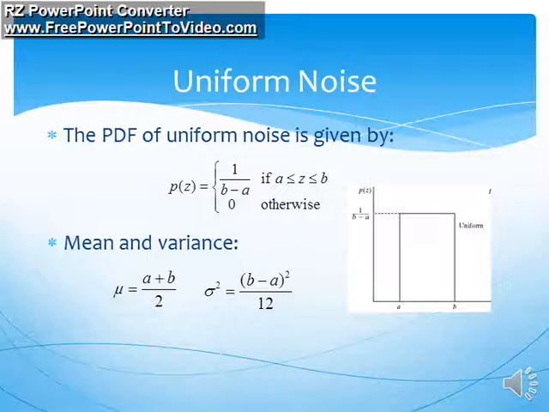Now if we see the probability density function of uniform noise, it is given by p(z) equals 1 by (b minus a), if the value of z lies between a and b, that means z should be greater than or equal to a and less than or equal to b, and the value of p(z) should be equal to 0 in all other cases. If we go for mean and variance, the value of mean mu equals (a plus b) divided by 2, and the value of variance sigma square equals (b minus a) whole square divided by 12.